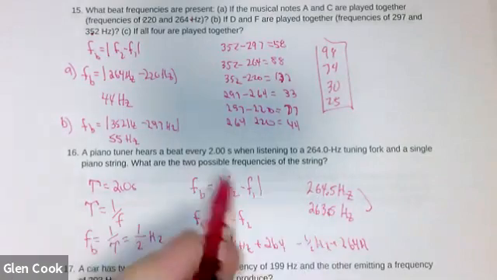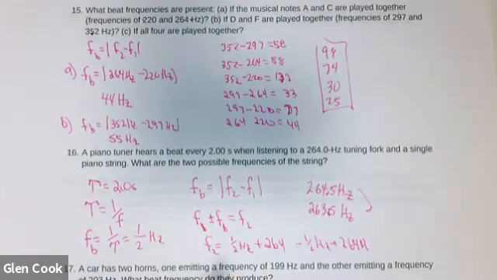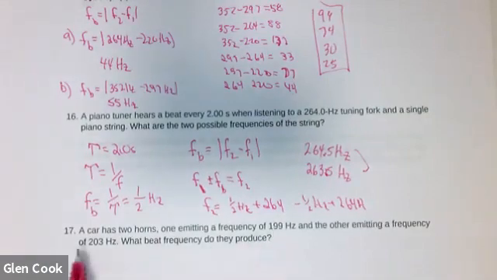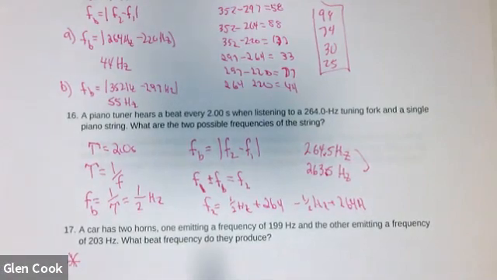You'd have to actually tune it tighter. The string frequency of the piano would go up, and if the beat frequency shifted up, we were on the wrong side of it. If it was shifted down, then we were getting closer. Okay. Number 17, I have 2 car horns, one at this frequency, one at this frequency. What's the beat frequency to notice? This is one that you're going to be doing on your own.